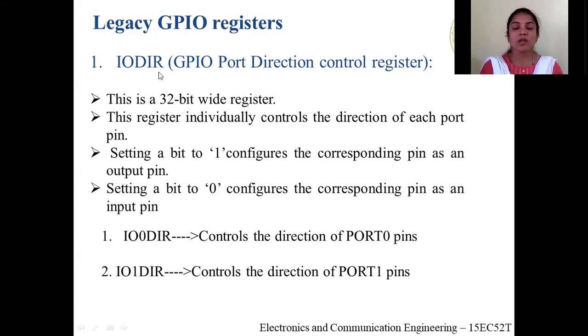So IODIR is used to control the direction of port pins. Individually, we can set the direction of port pins, or the entire port can be set as an input port or output port. If we set 1 on a pin by using IODIR, the pin acts as an output pin. If we set 0 on the pin by using the IODIR, that pin acts as an input pin.